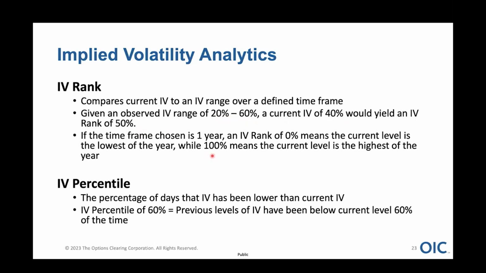If all of a sudden the IV rank were 0, that would imply that the current level is the lowest of the year, probably trading at 20% or lower. While if it were 100, it would mean the current level is the highest of the year. So it really takes 3 metrics. It takes the low point of the year, the high point of the year, and it compares where the current level is based on the high and low range.